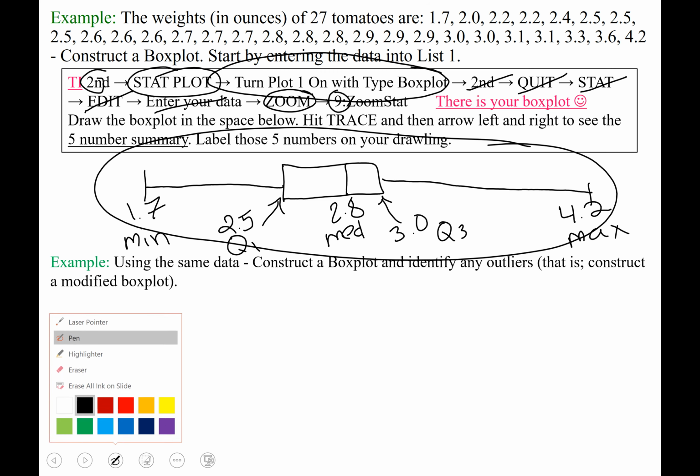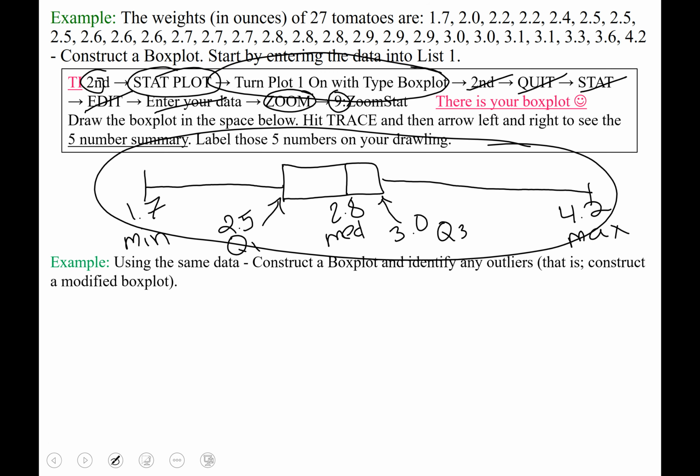So let me switch colors. This change in directions right here, identify the outliers, means to construct a modified box plot. Okay, so we have to go back in to zoom plot because we turned on the regular box plot. We need to switch it to be the modified box plot.